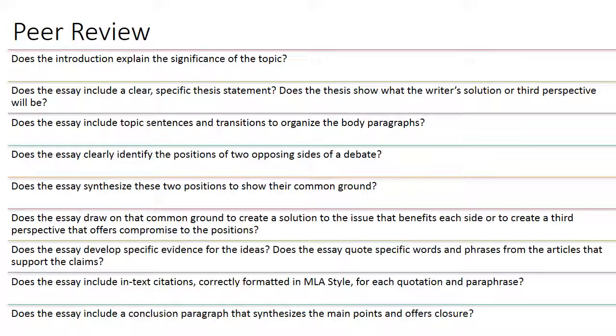The next question, does the essay synthesize the two positions to show their common ground? So you really want to make sure that your author has shown a clear understanding of what the two perspectives have in common. What are they trying to achieve that intersects? So does the essay then draw on that common ground to create a solution that benefits both sides, or create a third perspective that offers compromise for both positions? So again, this is just making sure that they've really taken that knowledge and used it well.